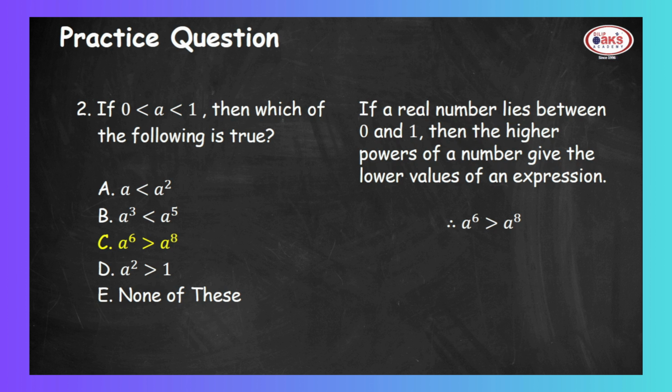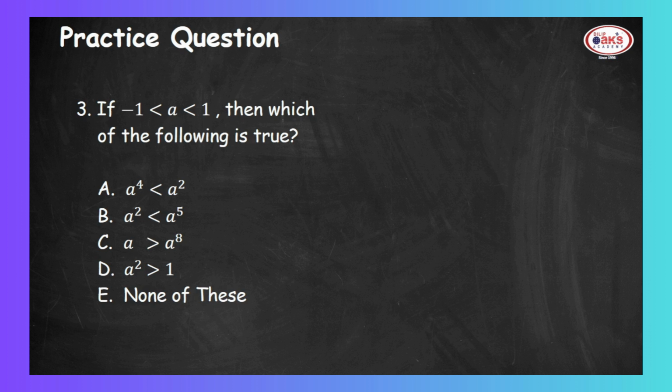Now let us go to the next question, which is an extension of the previous question. What is given to us here is A lies between minus 1 to plus 1. Then which of the following is true? Once again we can see it is a radio button type of question. That is, out of the 5 options, we will mark only one of them as the correct answer.